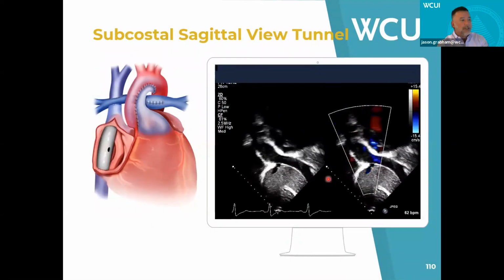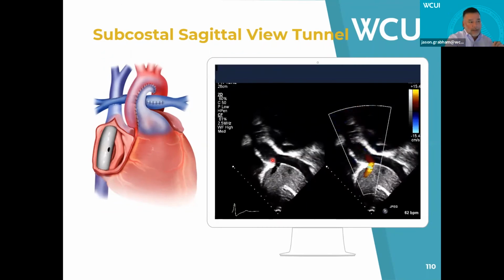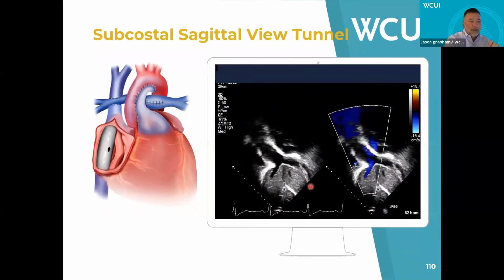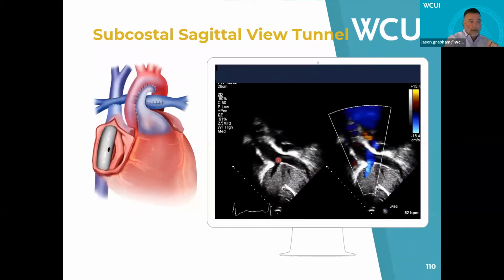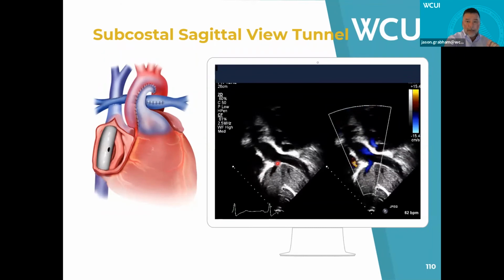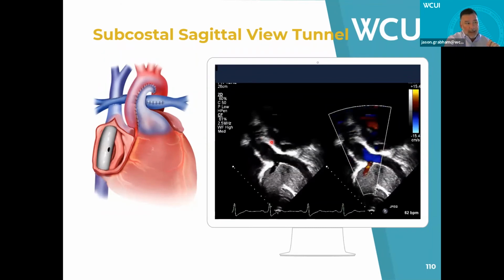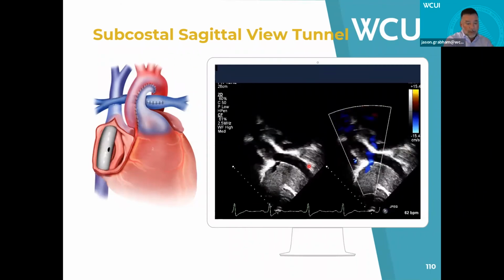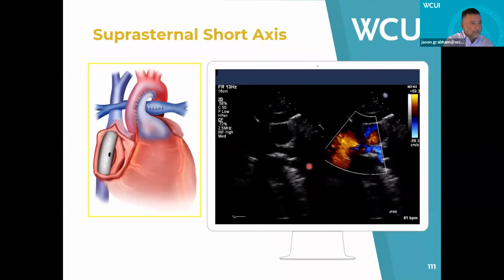Just a couple more views here as we close up. This is just a subcostal view showing the inferior vena cava coursing through the liver, and we would normally see it enter the right atrium here, and instead it's bypassed up through this tunnel all the way up superiorly towards the pulmonary arteries.